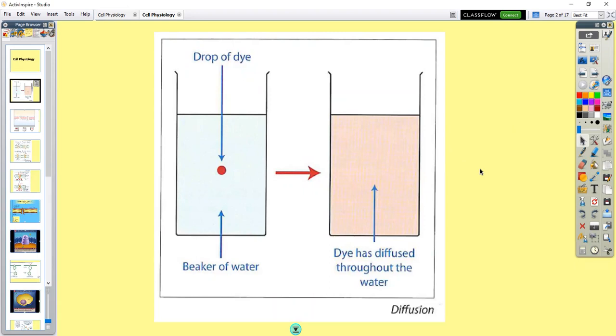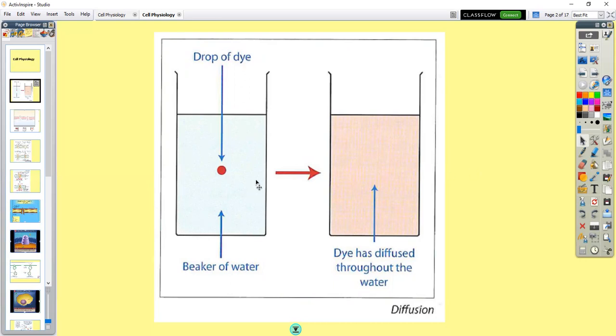really when we talk about non-polar molecules. For example, oxygen and carbon dioxide can pass through the cell membrane without any protein molecules being involved. Okay, so they're very small, non-polar, non-charged, and diffusion is fine for those to pass across a membrane.